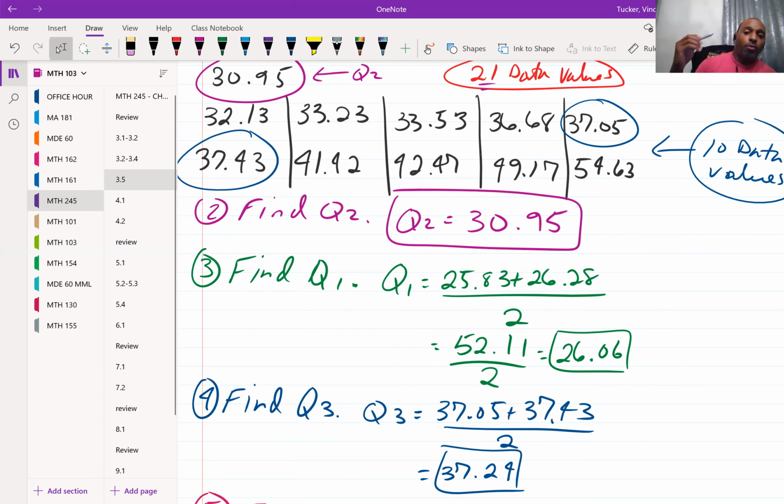So once again, all three of those values, those quartiles, are medians. They're just middle values. Q2 is the middle value of the whole data set. Q1 is the middle value of the first half of data. Q3 is the middle value of the second half of data.